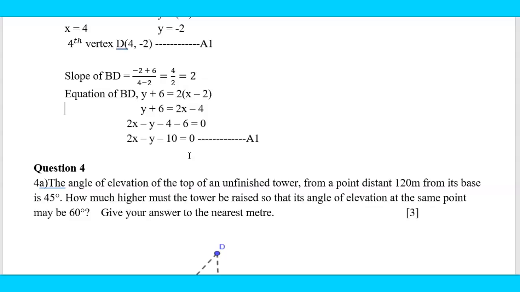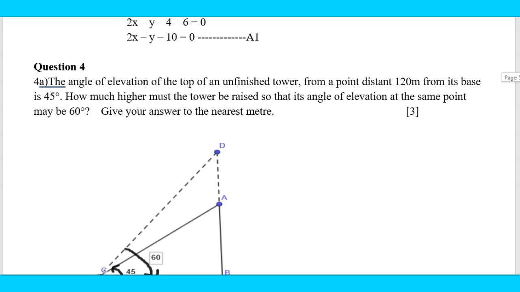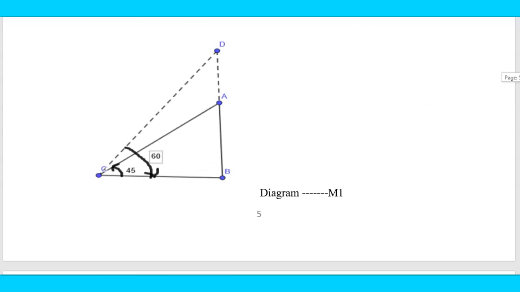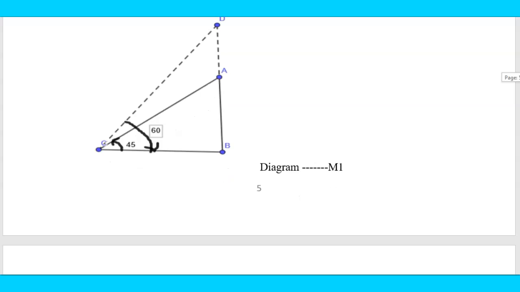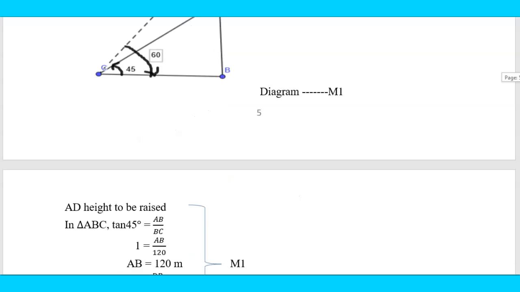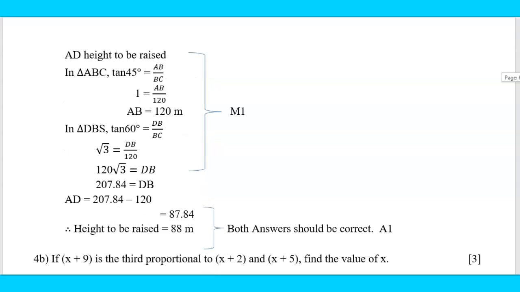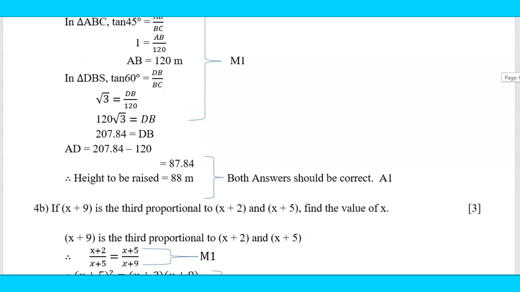Now question number 4a. In question number 4a, it's a height and distance question in which you have to give the answer in nearest meter. Here you have to give the answer in nearest meter. So for drawing diagram, 1 mark, and you have to write that what is AD. AD is the height to be raised, and using one triangle, and you have shown correct trigonometric ratio values, you will get 1 more mark. And after getting AD, the height to be raised should be written to the nearest meter.